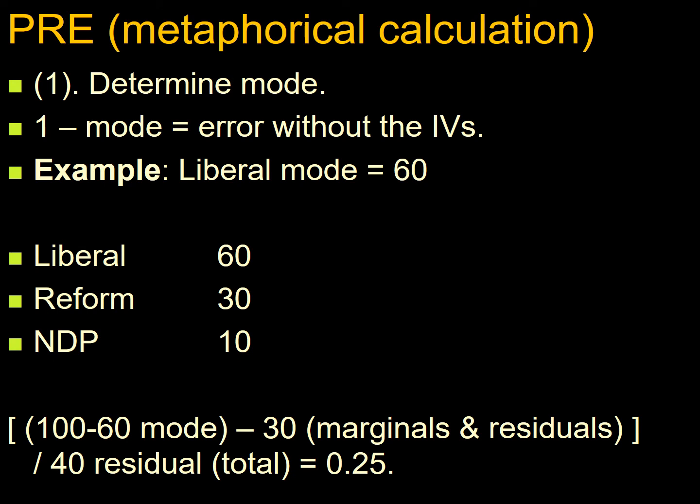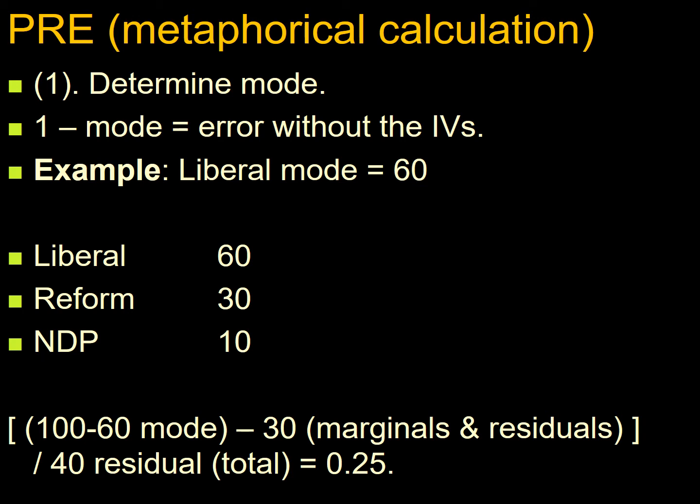So let us conduct a proportional reduction in error calculation. There's different variations of these calculations, and we're going to explore some of them. So in step 1, we want to determine the mode. And the mode is going to be all of the values added up minus the largest category, and this is going to give us the error without the independent variables. So we saw earlier we've got all of the categories together is going to be 100, and we subtract from that the mode, which is the largest category. So 100 minus 60 is equal to 40. So we have 40 errors which remain.